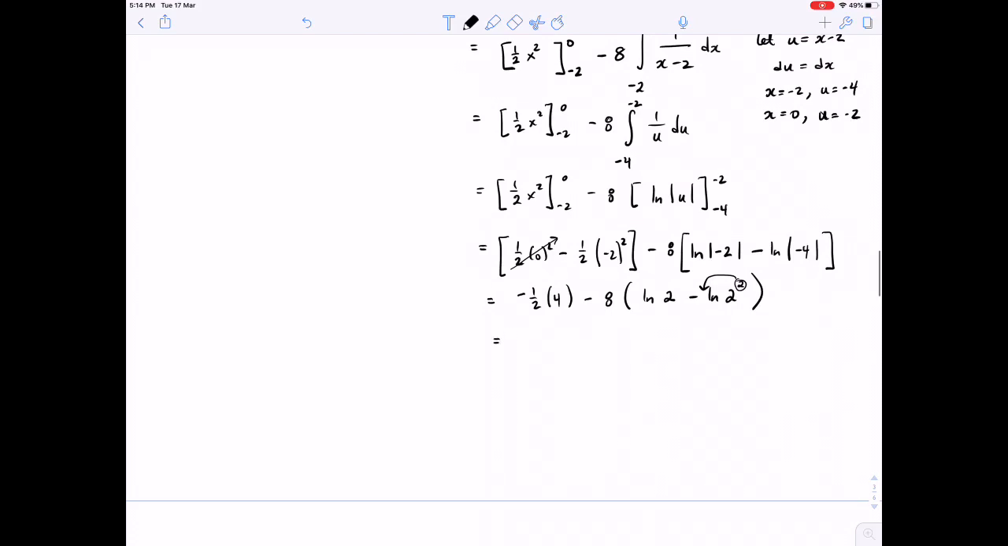So we're going to have minus 1/2 times 4 is minus 2, minus 8 times ln 2 minus 2 ln 2. So that's going to be minus 2 minus 8 times 1 ln 2 minus 2 ln 2 is minus 1 ln 2. And then we're going to have negative negative, so 8 ln 2 minus 2 is our final answer, and these are, of course, units squared.